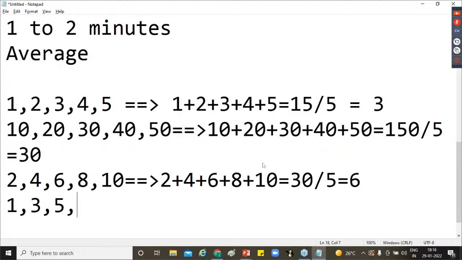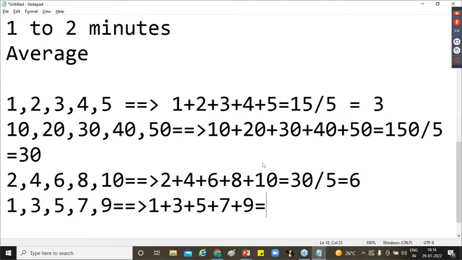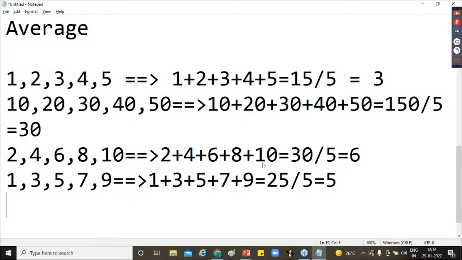1, 3, 5, 7, 9. If you want the average, 1 plus 3 plus 5 plus 7 plus 9. What is the total? 25. 1 plus 3, 4. 4 plus 5, 9. 9 plus 7, 16. 16 plus 9, 25. 25 is the sum of 5 numbers. The average is 5. Hope some of you understand the concept. Clear?